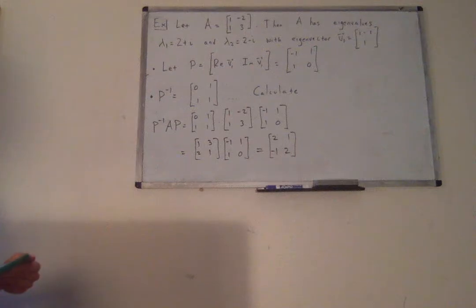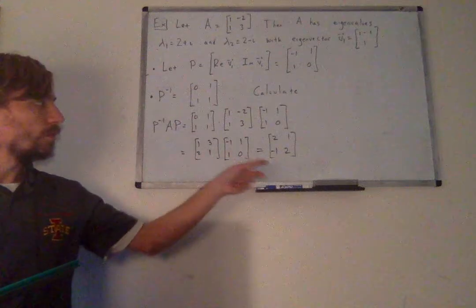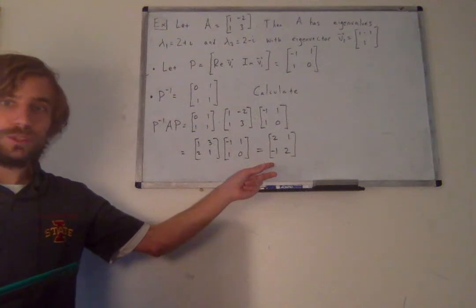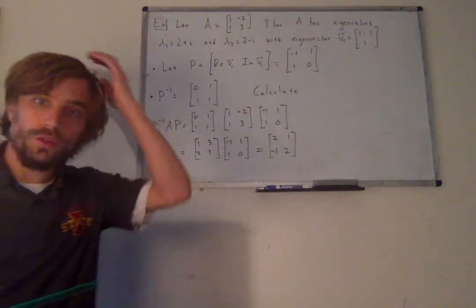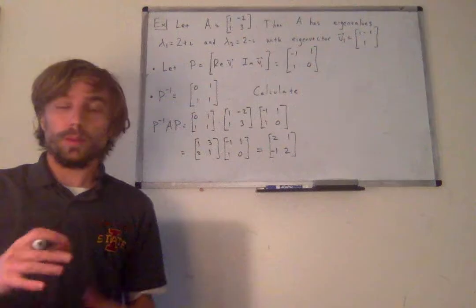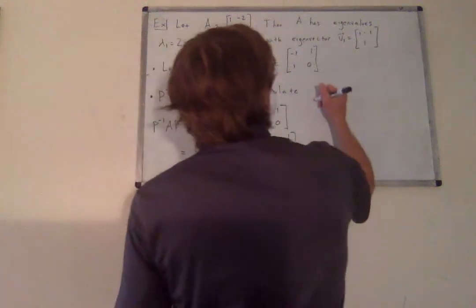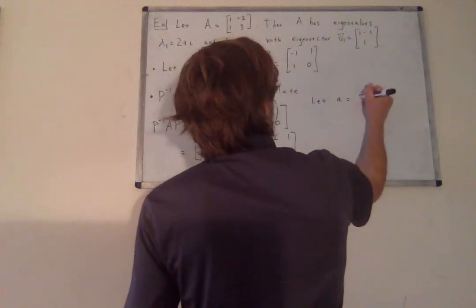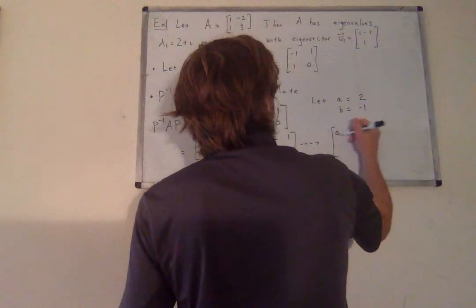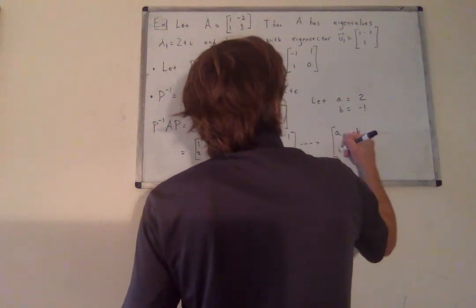So what do you notice about this matrix? This matrix is similar to A, and if you remember, we've already shown that similar matrices represent, in a sense, the same linear transformation, just represented under a different basis, right? This is a matrix of the form, so if we let a equal 2 and b equal negative 1, then this matrix is equal to a, negative b, b, a.